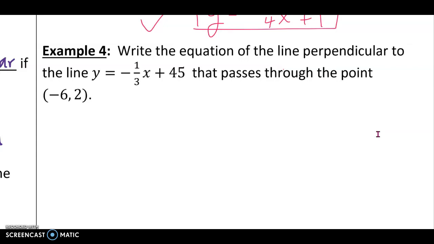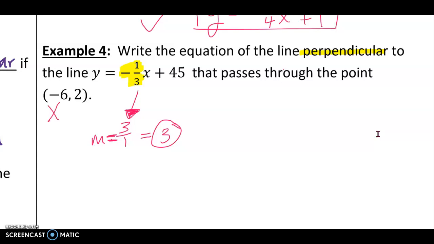So we're talking about perpendicular lines, and it's perpendicular to this equation, which means you need to do something to the slope, remember? I'm not going to use that slope. Perpendicular lines, their slopes are opposite reciprocals. So opposite of negative is positive, and the reciprocal of 1 over 3 is 3 over 1. But keep in mind that is something we can write as a whole number. So that is our slope, 3.